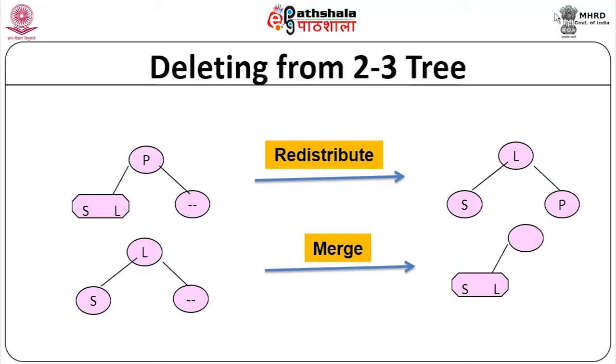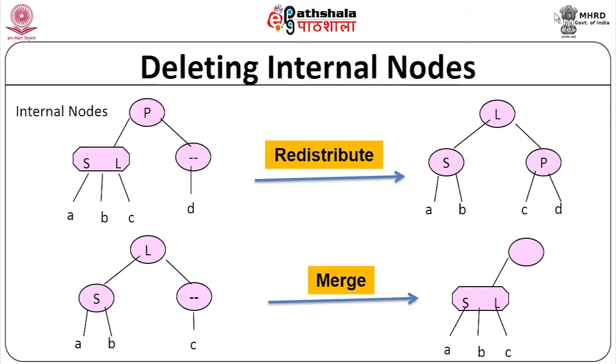So, you have redistribute and merge as 2 operations of deleting from a 2-3 tree. Internal node, this is as far as external node is concerned. In internal node, for example, look at this, you have a parent and you have S, L and a right with 1 child. Now, what happens, you have deleted the child, so that becomes empty.